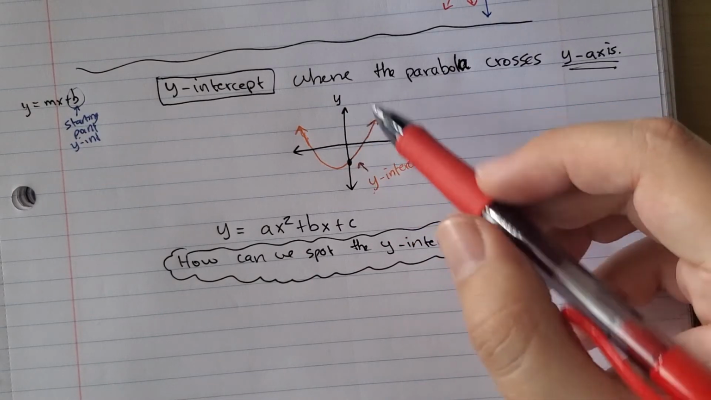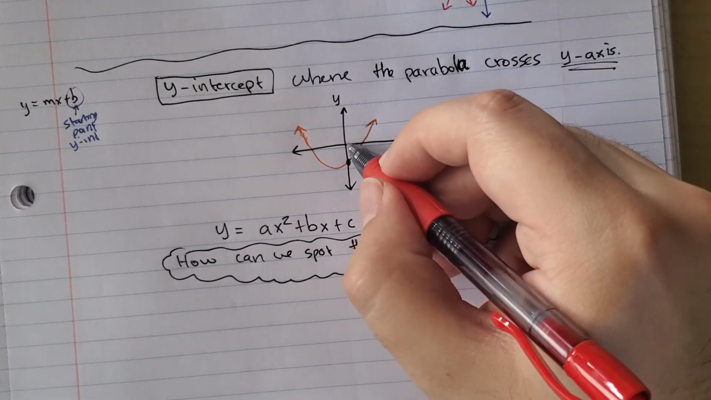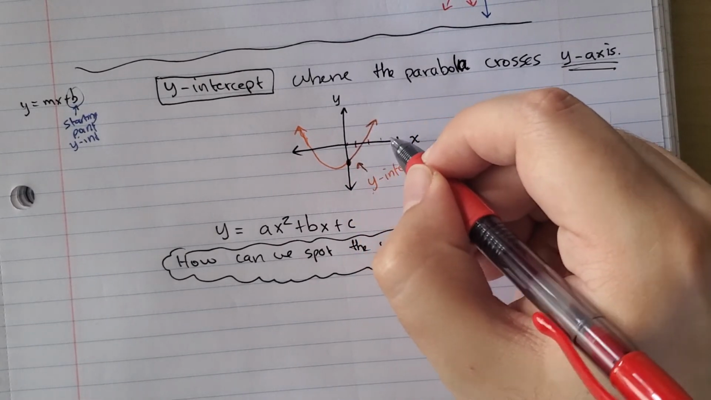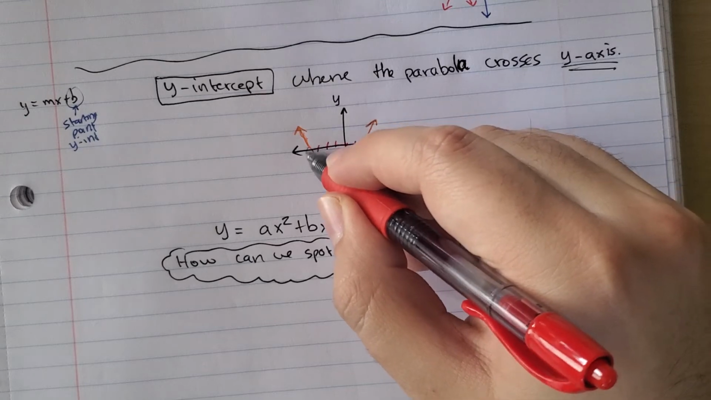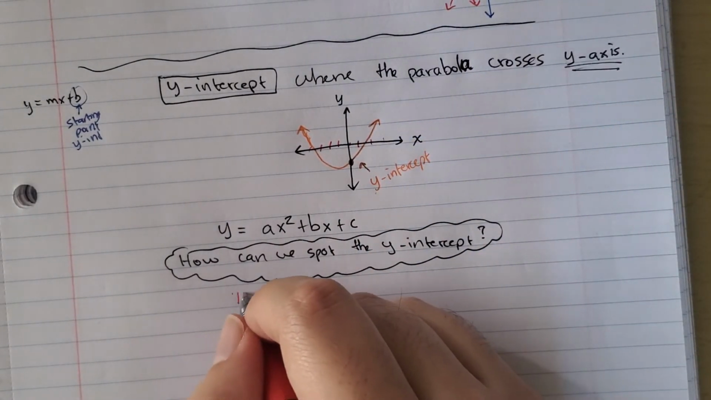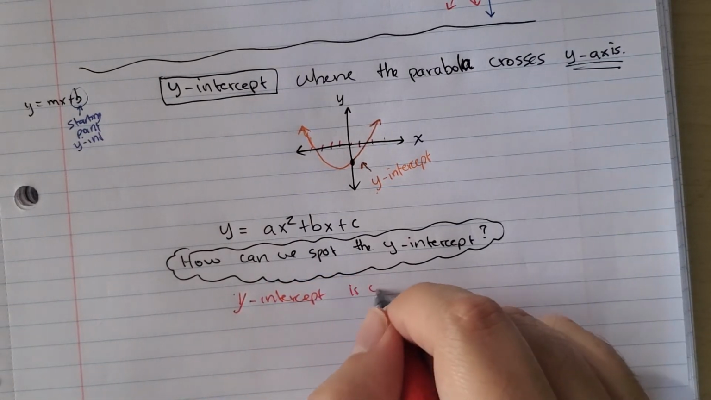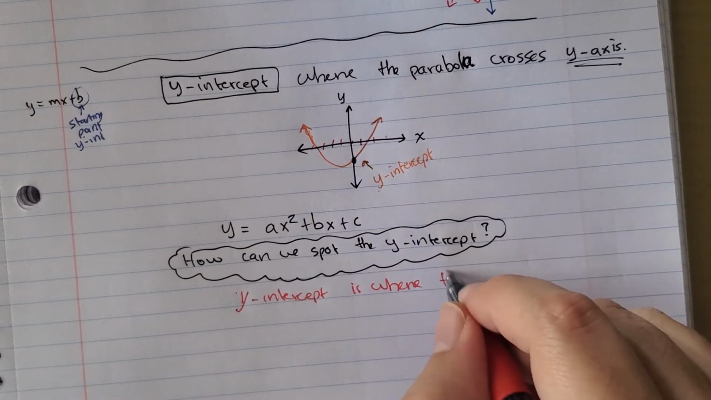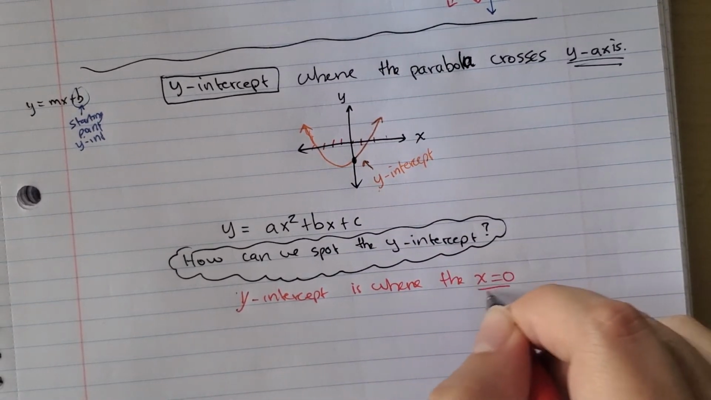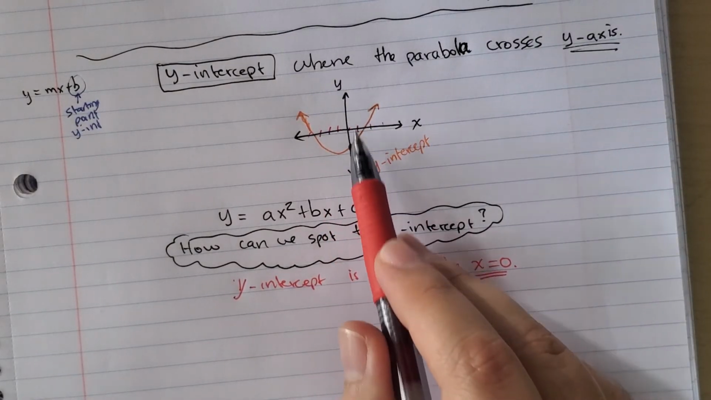Don't forget, look at the graph right here. The thing about the y-axis, if you remember, is that it's exactly where the x value is 0, because we have 0, 1, 2, 3, 4, then -1, -2, -3. So it's where x equals 0. So the y-intercept is where x is equal to 0. Okay, so that means it's right here where this line is.